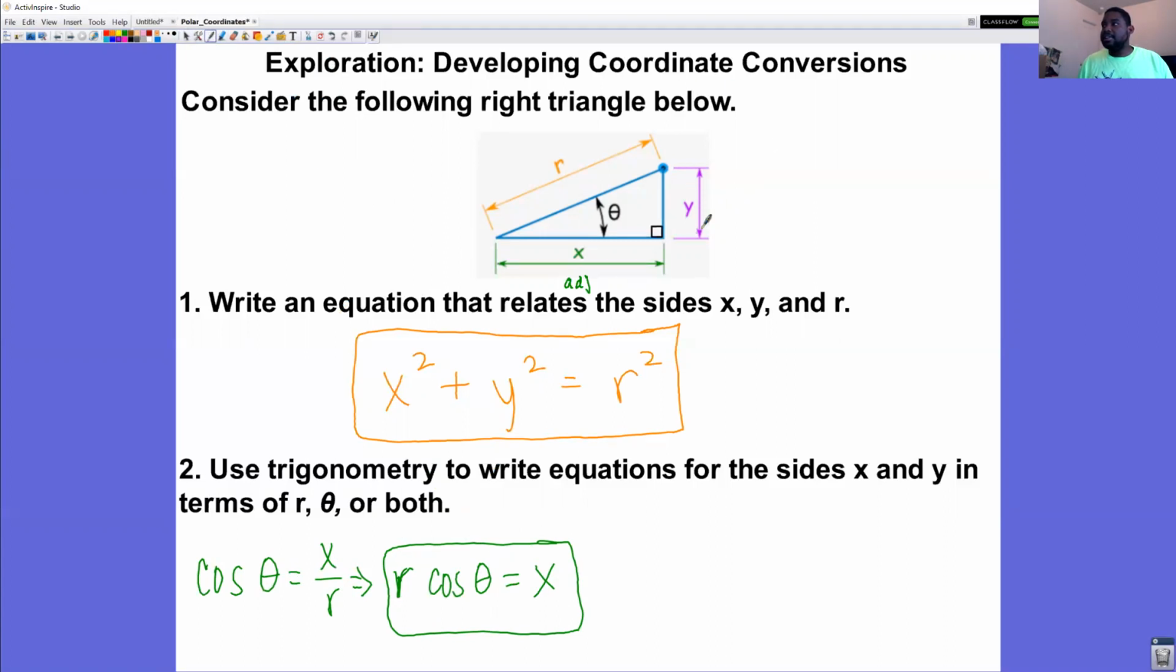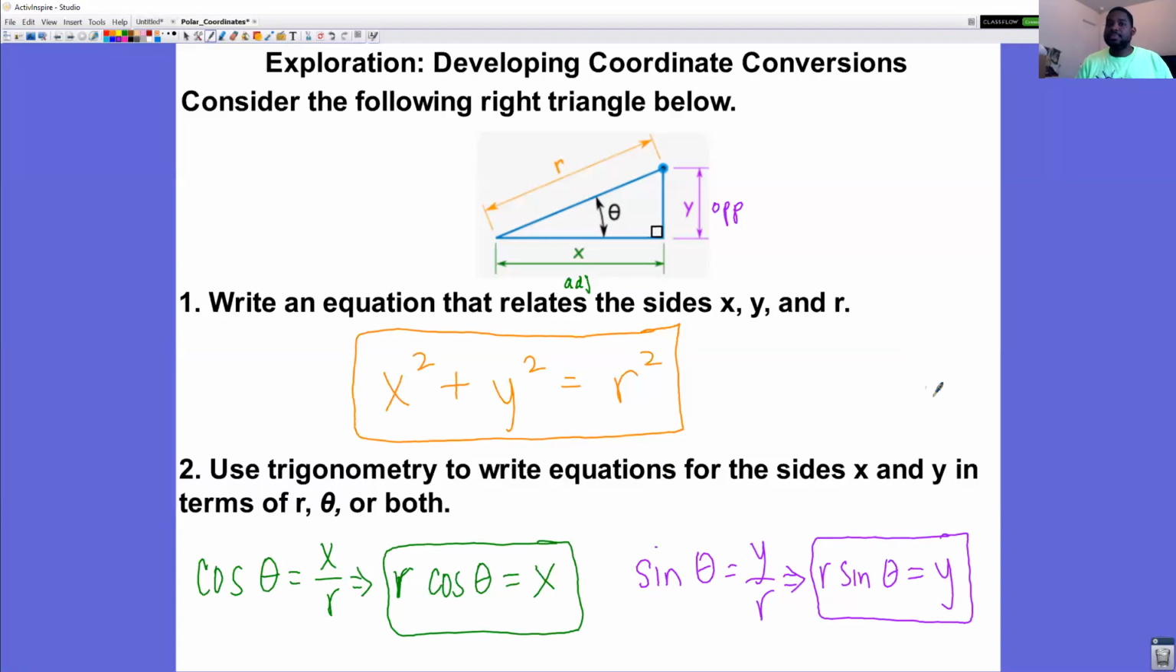We're going to take a look at now an equation that helps us solve for Y. So as you can tell, Y is opposite theta. And now we can use sine. So sine theta equals Y over R. And we solve for Y, we get R sine theta equals Y, which is also an expression we've seen before with vectors. And so we'll use these three equations to help us with polar coordinates.